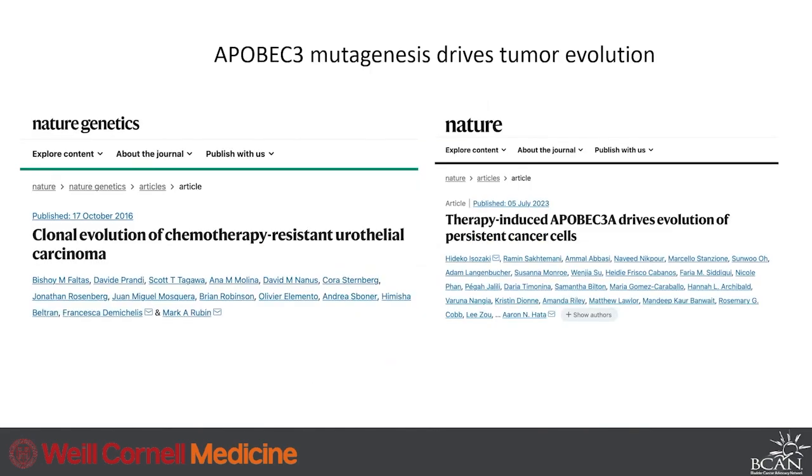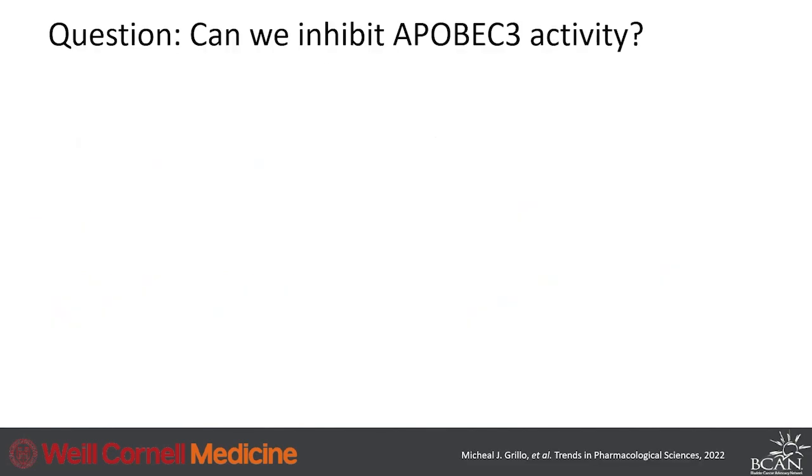Previous papers have found that APOBEC3-induced mutations are highly enriched in chemotherapy-resistant cancer patient samples. And recently, a paper found that therapy itself can trigger APOBEC3A expression and drive evolution in these surviving cells. That is bad, because it means every time you give patients a treatment, you also increase the opportunity to get resistance to this treatment because APOBEC induces tumor evolution.